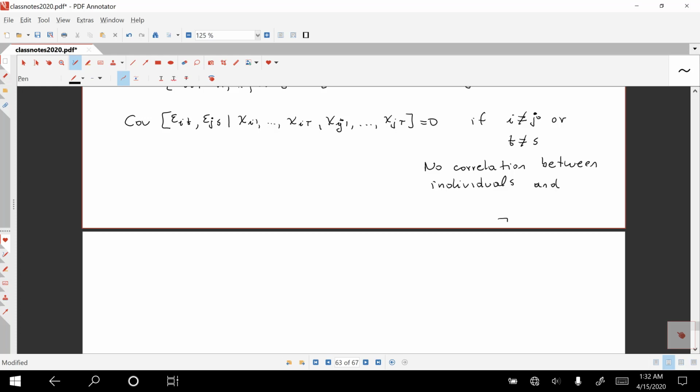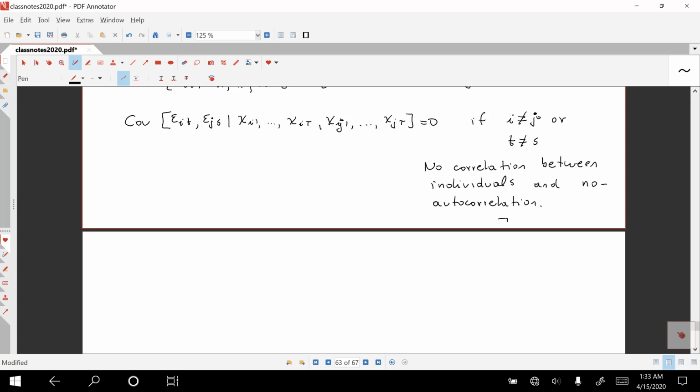And if we have the same individual, but we observe this individual at different time periods, then at least originally, we're assuming that there is no autocorrelation. Okay, so two things going on here. The errors for different individuals are not correlated, so they are independent.